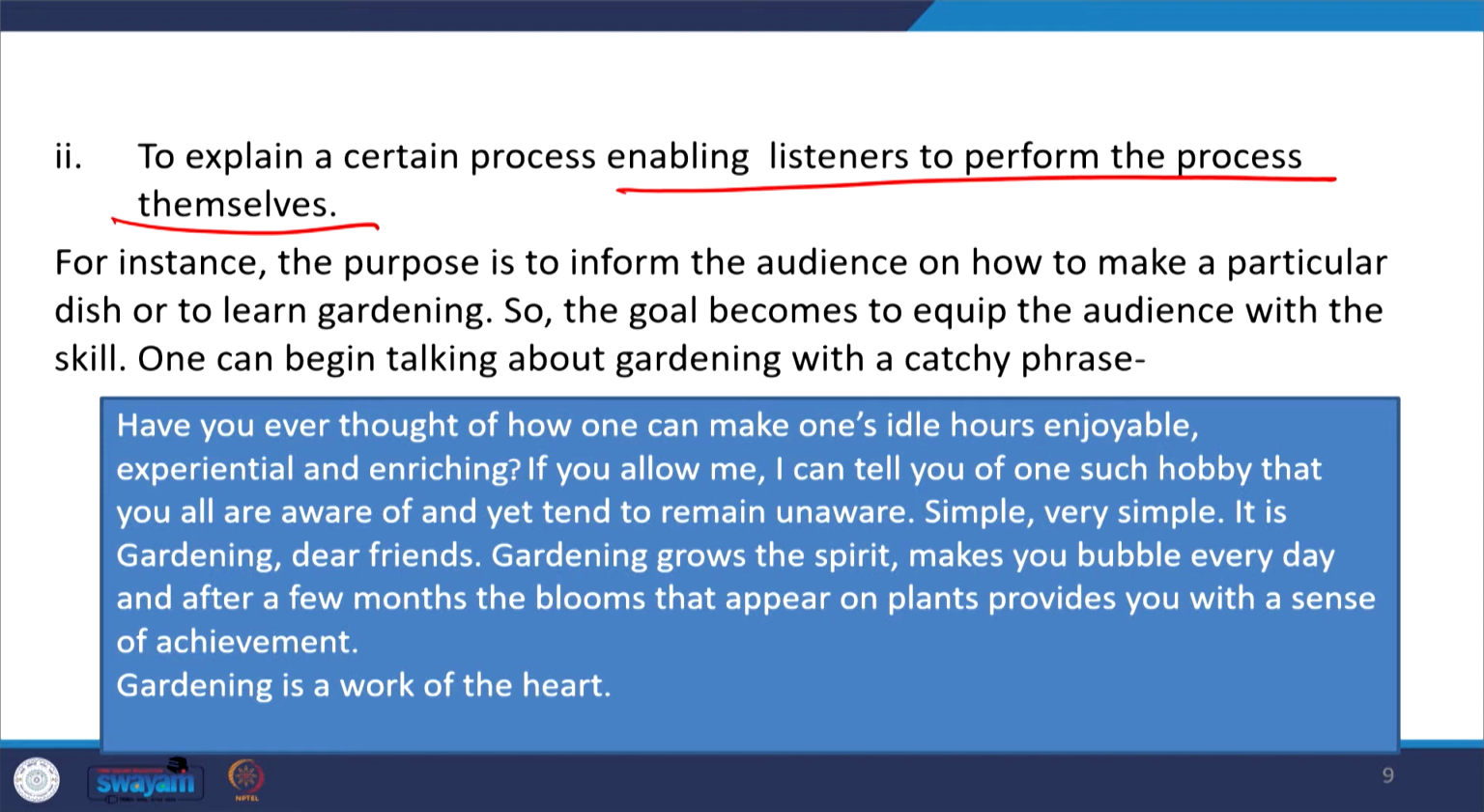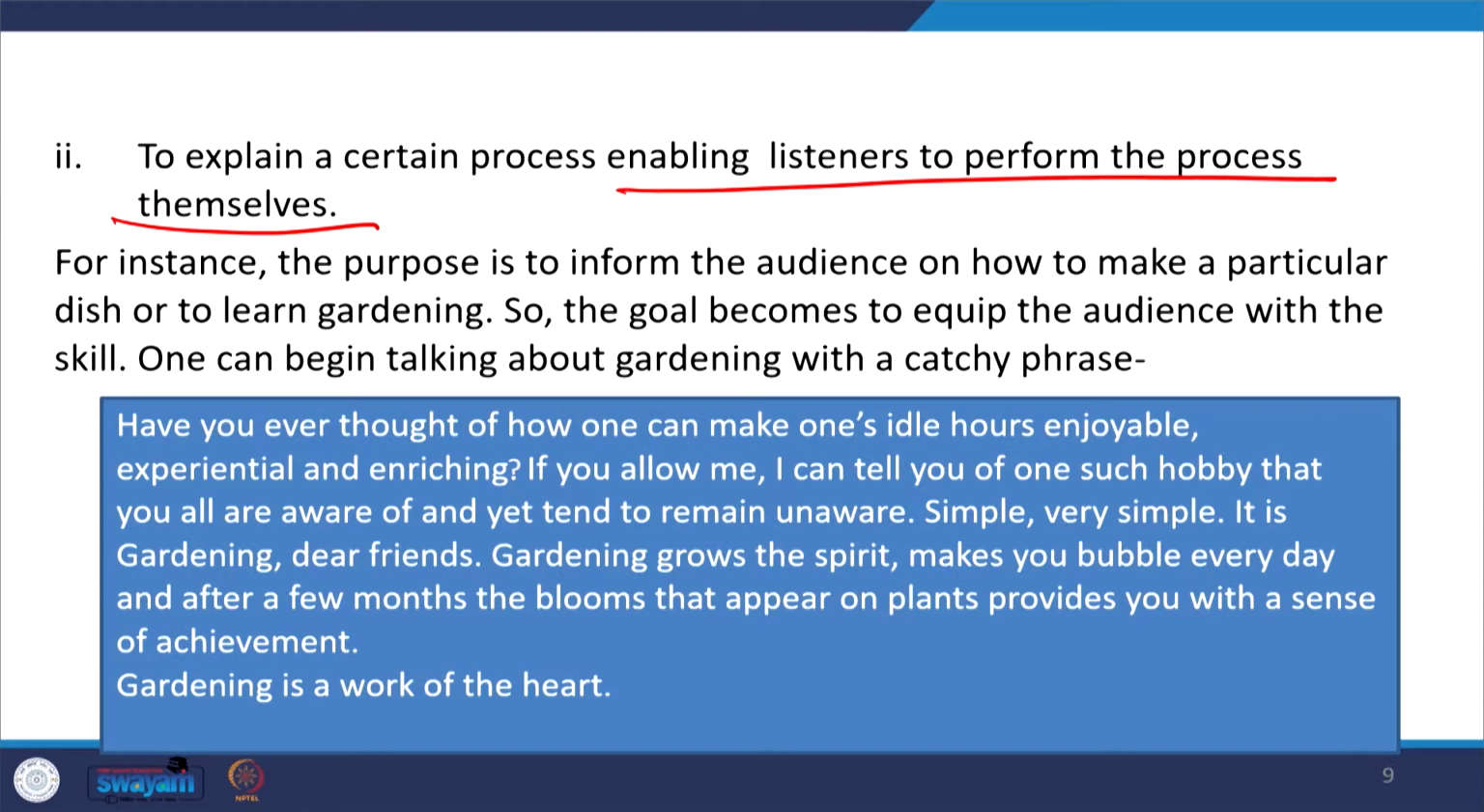Say, for example, somebody wants to make a new dish, or a speaker is going to tell them about a new recipe, or somebody is going to talk about, say, gardening. How are you going to orient the audience with the skill? You can begin your talk on gardening with a catchy phrase. I think you might all be prepared by this time on how you can write the first sentence of your speech.